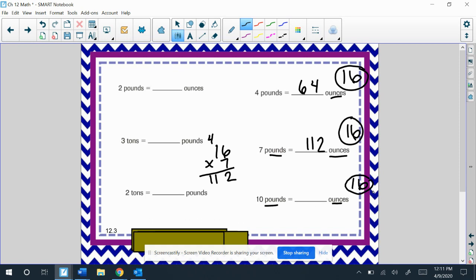I hope you put the number 16 in the corner and circled it. Ounces and pounds tell me that I need to use the number 16. Well, I have 10 pounds and 16 in one, so I'm going to multiply them. 0 times 6. Now I'm going to do 1, 0 times 1, place value 0, 1 times 6, 1 times 1. I'm going to add those up and I get 160 ounces. Let's go ahead and take a look at one more problem. We're going to do it together, and then you're going to do one more on your own.